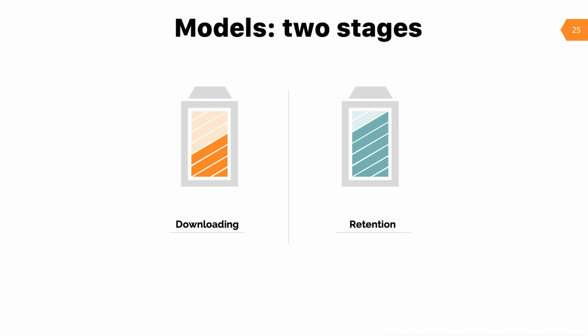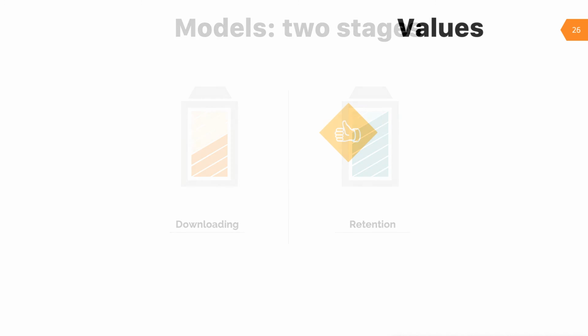There are two stages in working with models. This is a very important point. The first step is to download. This is the most difficult and time-consuming stage. The second stage is the retention of information, which is a simpler step and requires less time. More mechanical, let's say.